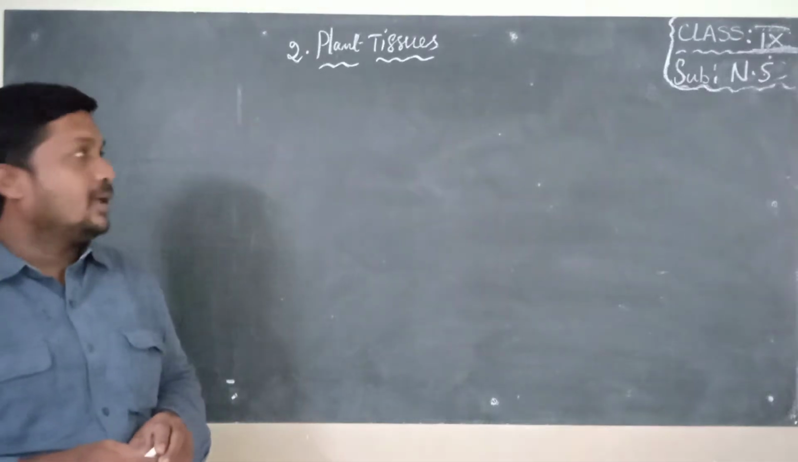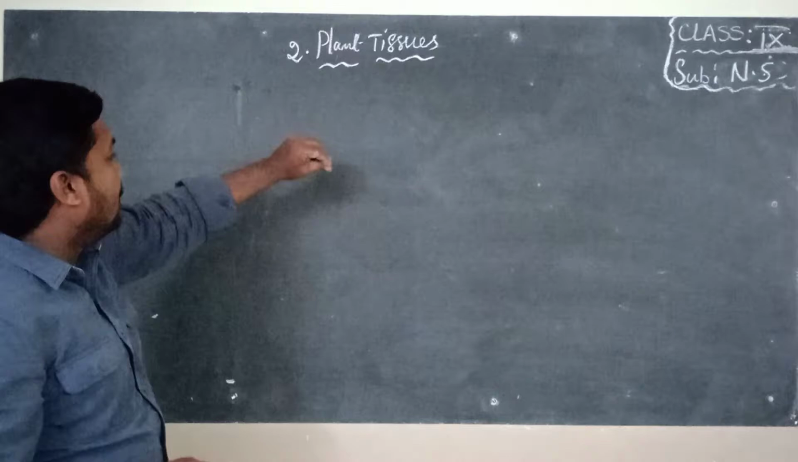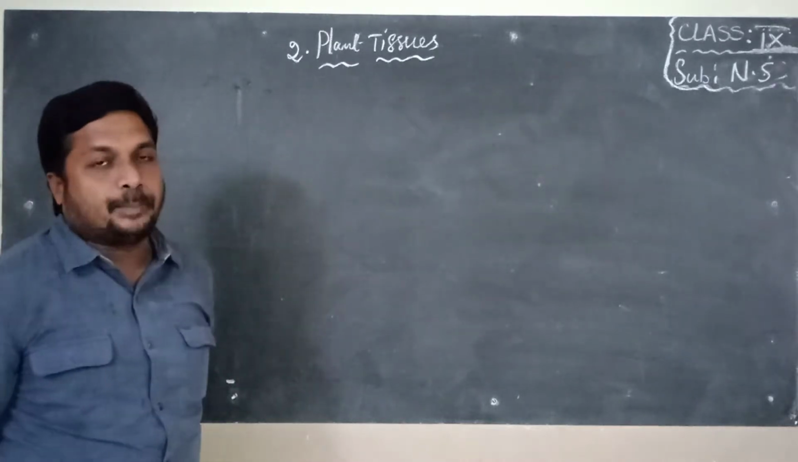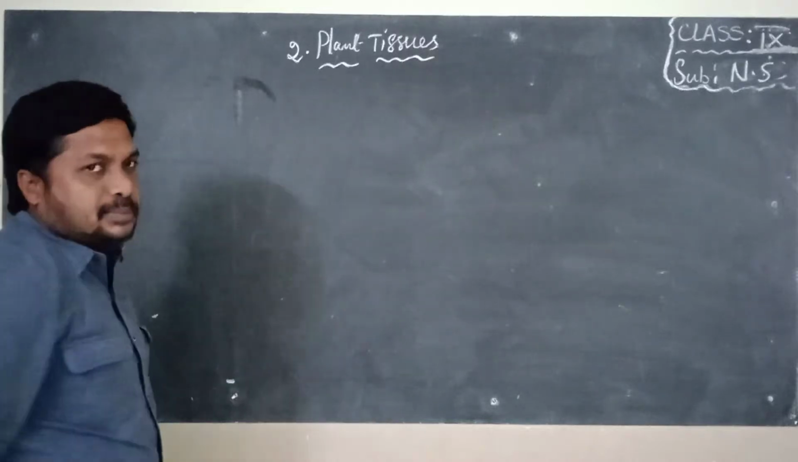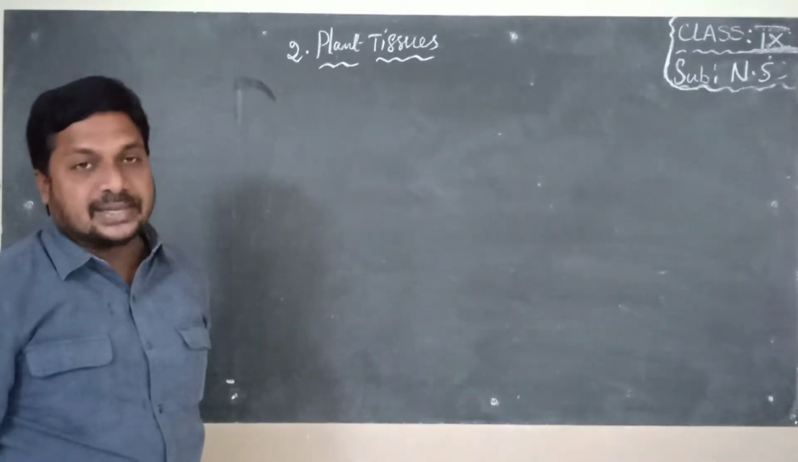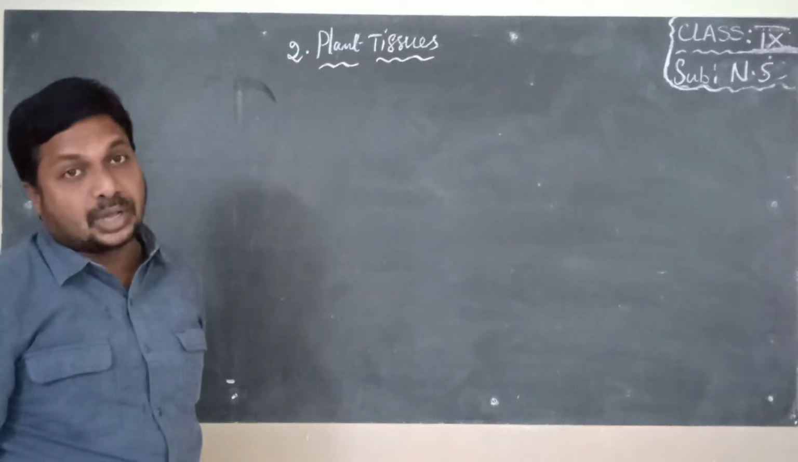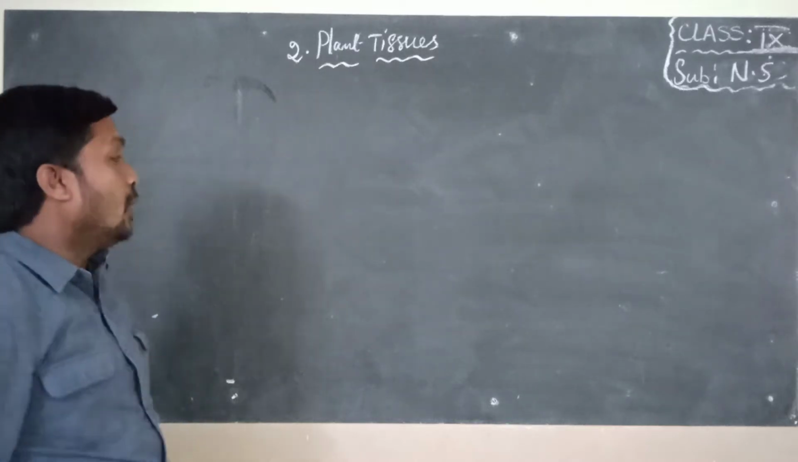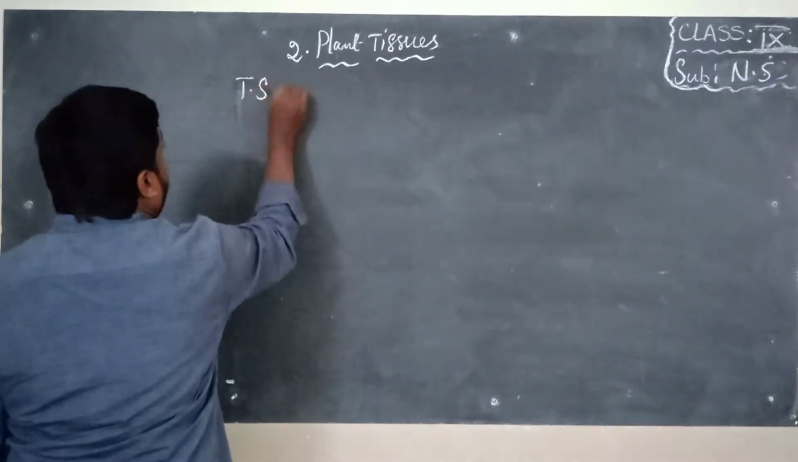Good morning students. In the previous class, 9th class NS subject, I completed second lesson, plant tissues. In that, I explained 4 types of tissues: meristematic tissue, dermal tissue, vascular tissue, ground tissue. Now, I will draw the diagram of TS of dicot stem.